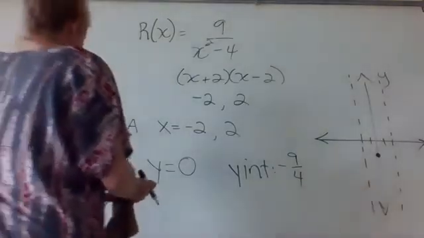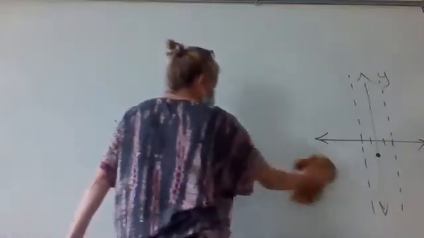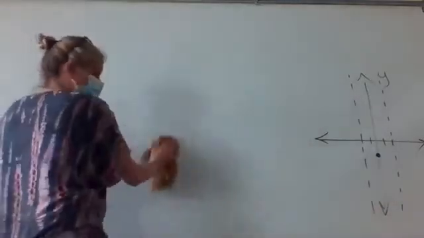Number 20. Finding the vertical asymptotes of this function. So again, we're just finding vertical asymptotes this time, which means to find the zeros of the denominator that are not also zeros of the numerator.